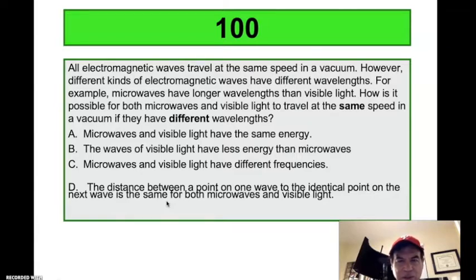All right, you should be able to make some connections from the past lessons that we talked about with wavelengths and the properties. So is it A, microwaves and visible light have the same energy? Is it B, the waves of visible light have less energy than microwaves? Is it C, microwaves and visible light have different frequencies? Or is it D, the distance between a point on one wave to the identical point on the next wave is the same for both microwave and visible light?